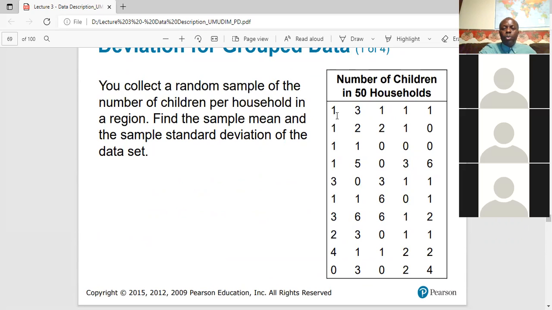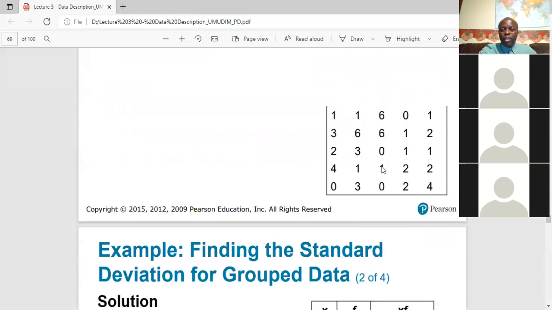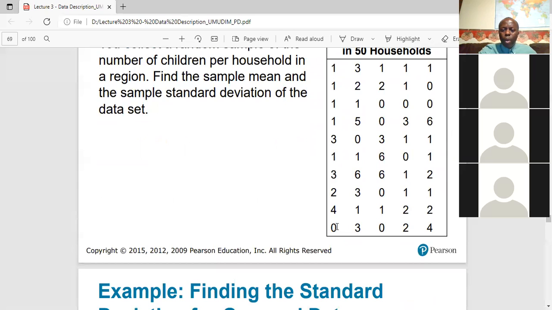So how many ones do we have? Let's start with 0. The lowest number here is 0. How many zeros do we have? 1, 2, 3, 4, 5, 6, 7, 8, 9. 9 zeros. Oh, it says 10. So let me see. 1, 2, 3, 4, 5, 6, 7, 8.